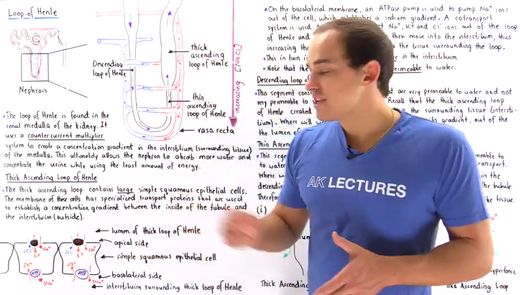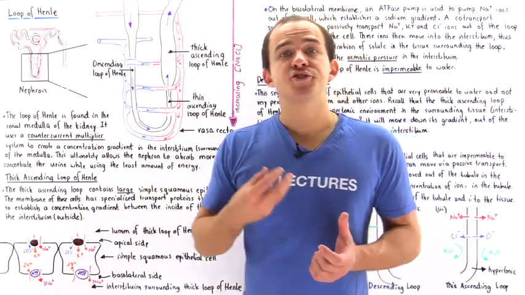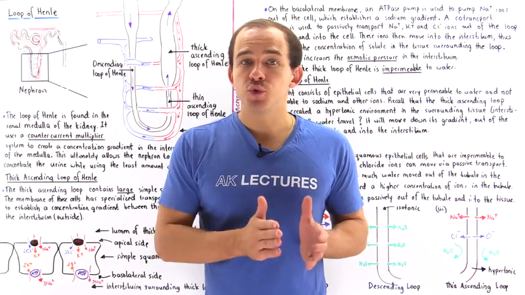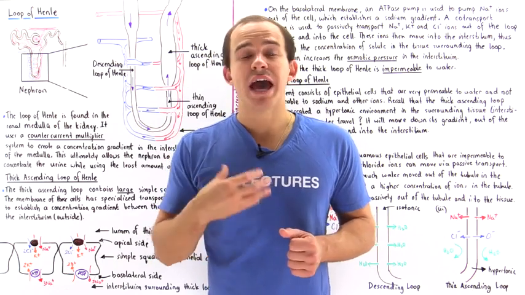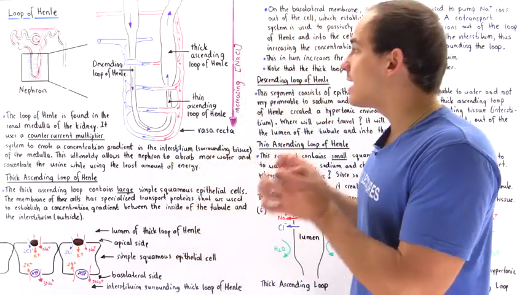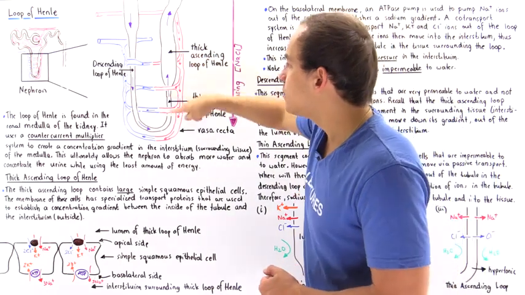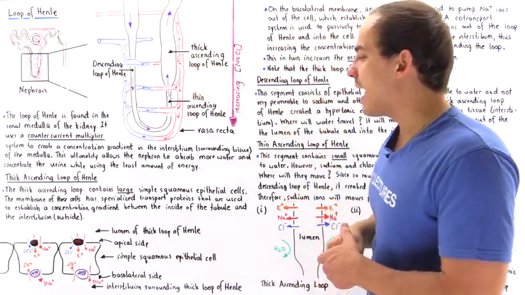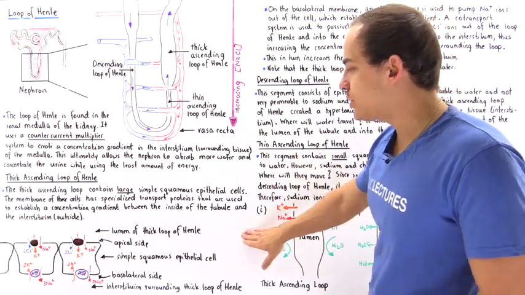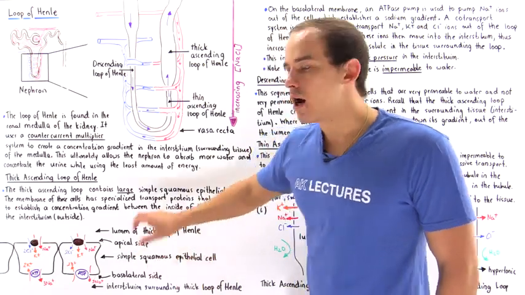Now, as we see on the diagram, the membrane of these cells contains specialized proteins that are responsible for using ATP molecules, energy molecules, to establish a gradient between the interstitium and the inside, the lumen, of our loop of Henle. So let's discuss how this is actually achieved. So let's begin on the basolateral side of our cell.